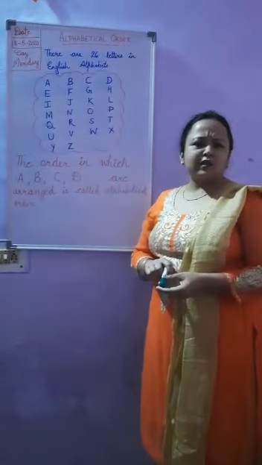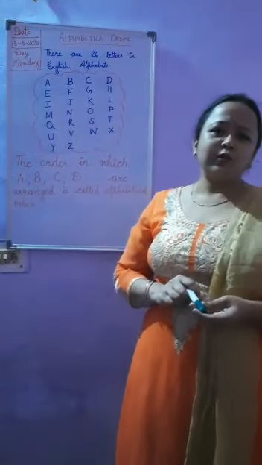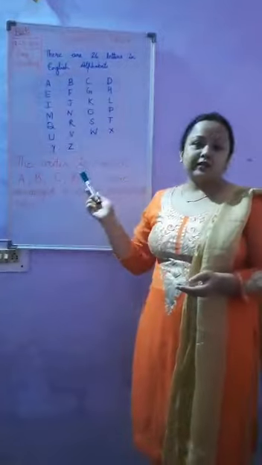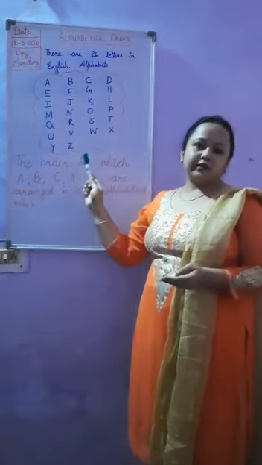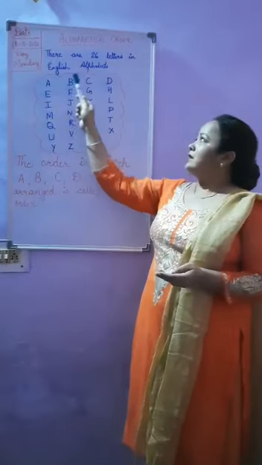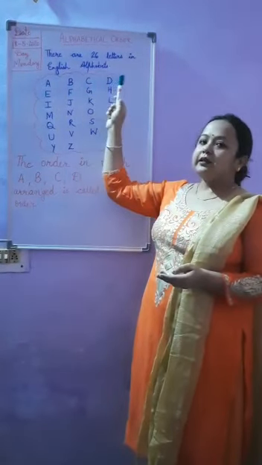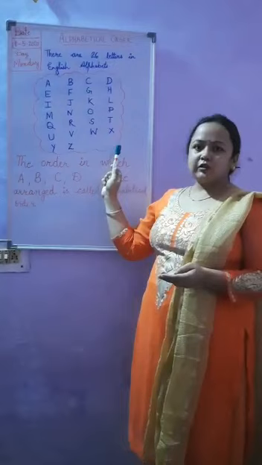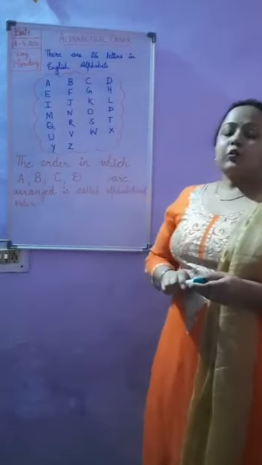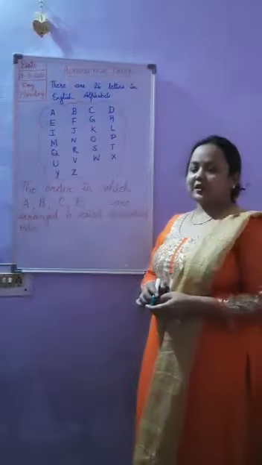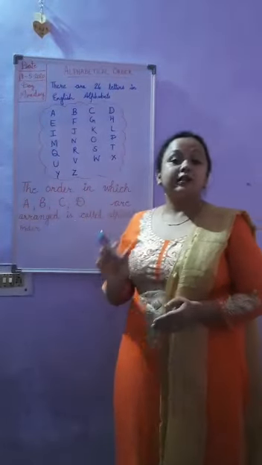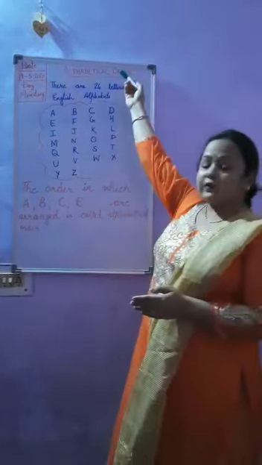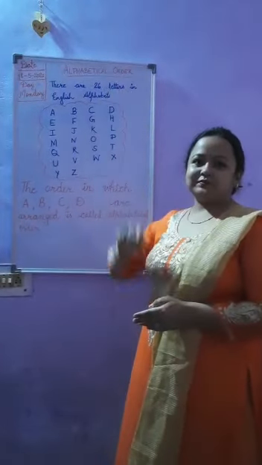Children, how many letters are there in the English alphabet? Do you know? There are 26 letters in the English alphabet and the order is like this. A, then B, then C, then D. You know this order very well. So what is alphabetical order? The order in which A, B, C, D are arranged is called alphabetical order.